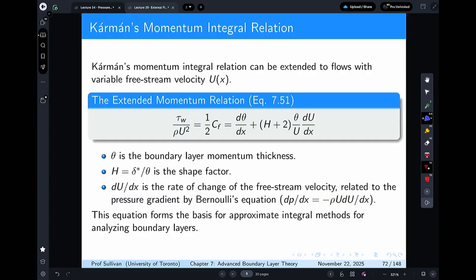Delta star is the displacement thickness, which is how far you would have to displace this flow because of the boundary layer in order to have an equivalent frictionless flow. And if you define H equal to delta star over theta, that becomes something called a shape factor. And du dx is the rate of change of free stream velocity, and it's related to the pressure gradient by Bernoulli's: dp dx is rho u du dx. And this is how we analyze boundary layers.